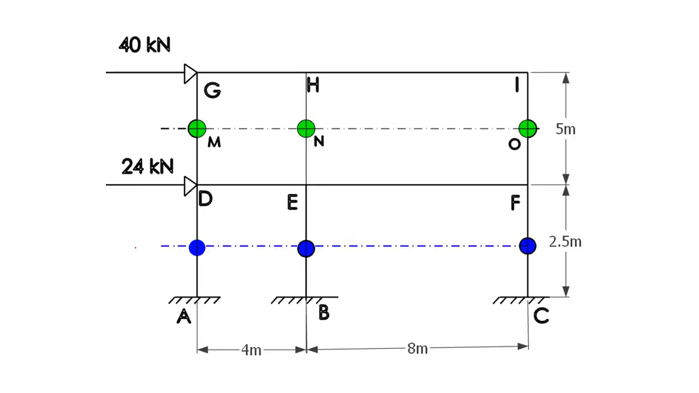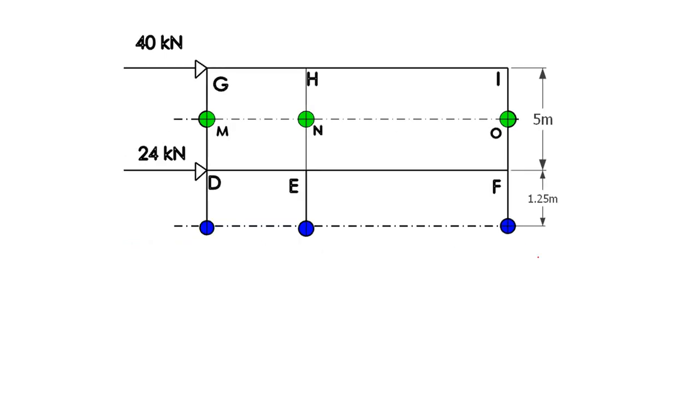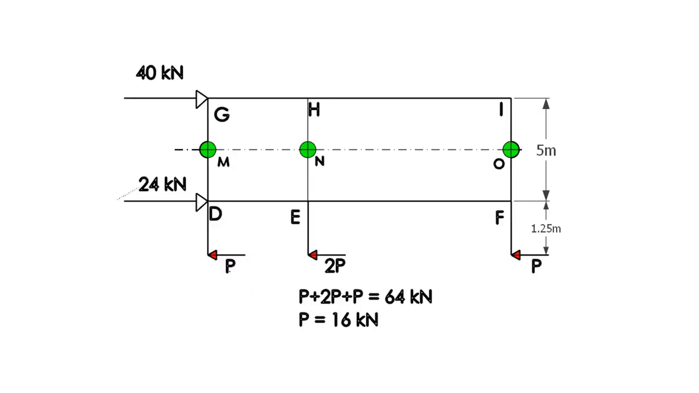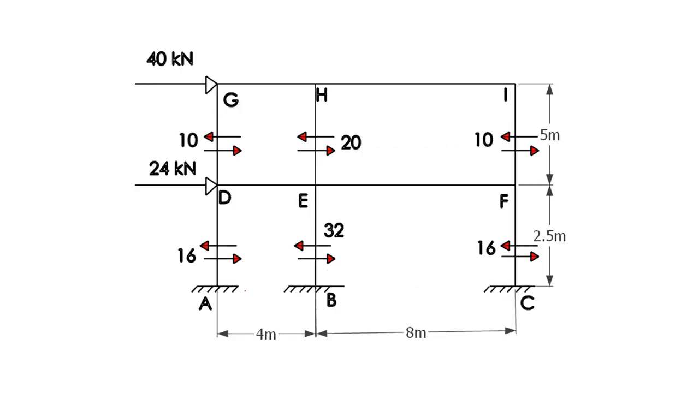Now we locate the point of contra-flexure for the lower portion, and here you can see that this is the point of contra-flexure. It's mentioned here. Now you cut the frame at this location, and you take the shear at the exterior column as P and the interior column as 2P. So here you can see that 40 plus 24 is equal to 64 kN, and that is equivalent to 4 times the shear. So when you divide 64 by 4, you end up with P equal to 16 kN. Now we have found the shear for the exterior columns as well as the interior columns.